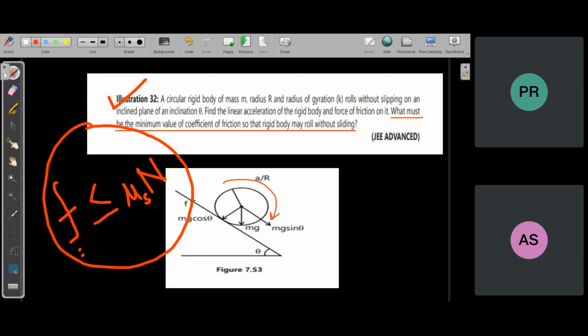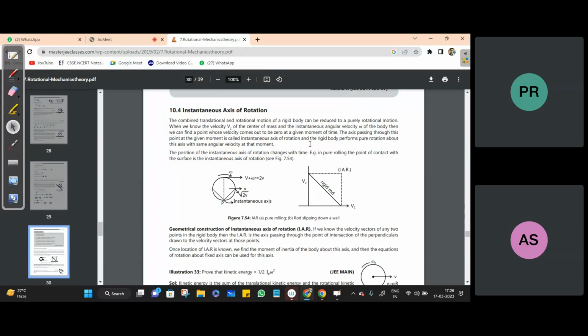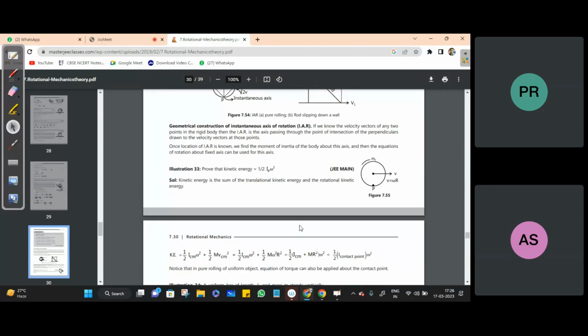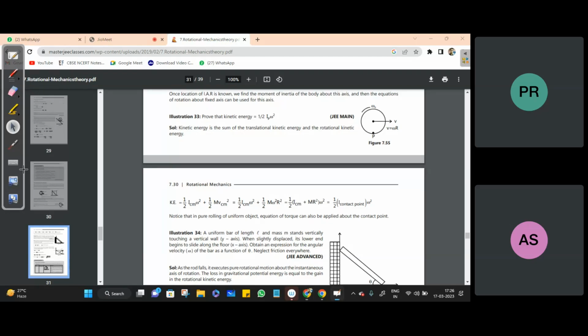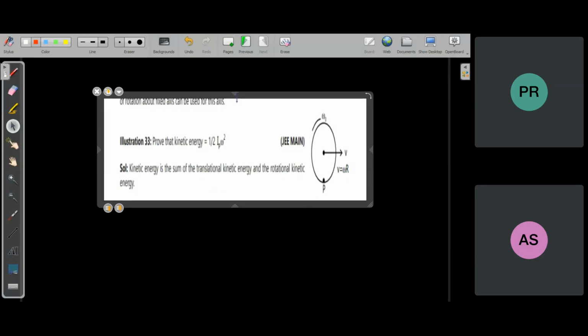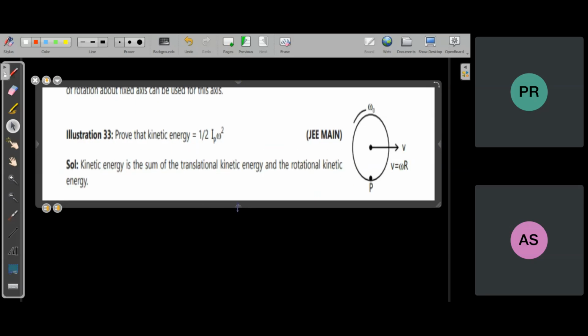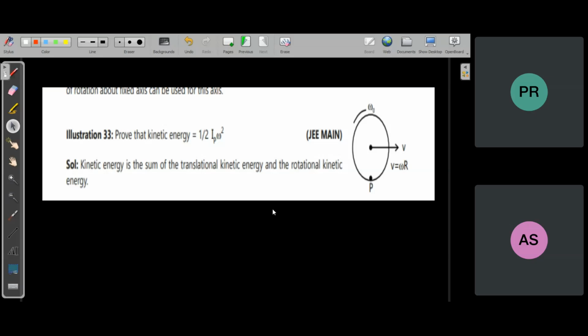F you already calculated, just substitute in this equation, and N will be mg cos theta. Are you getting? Yes, sir, I'm getting. So like this you can do it. Now you can try this question. I hope the question is visible. Yes, sir, the question is visible.